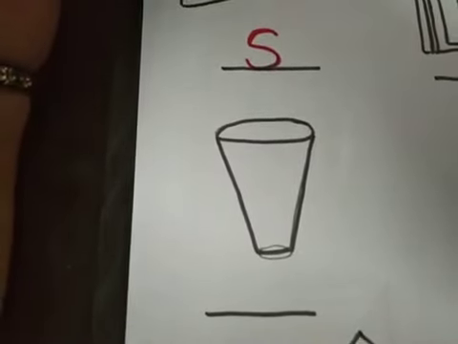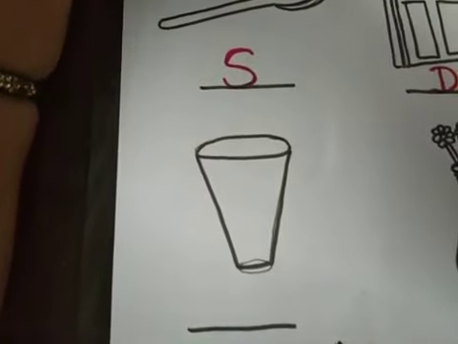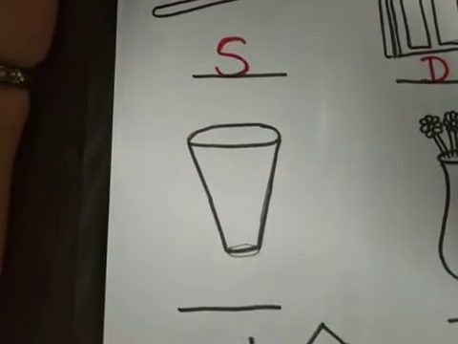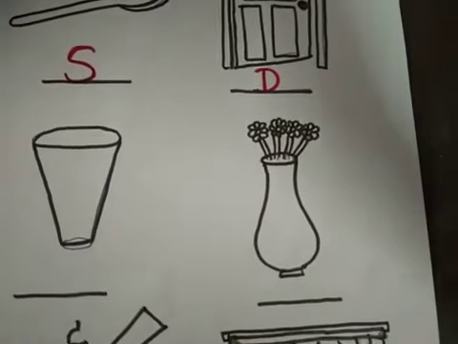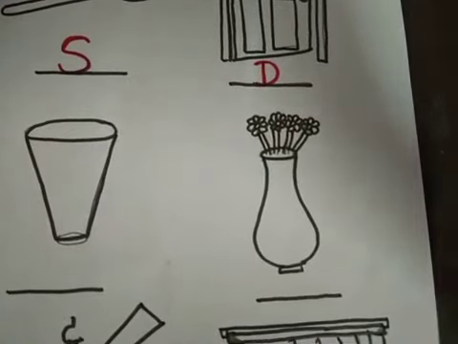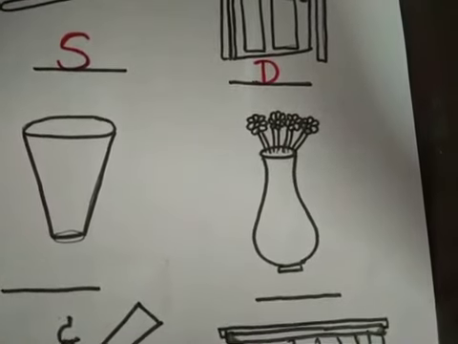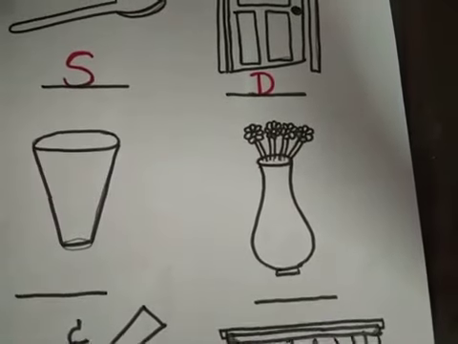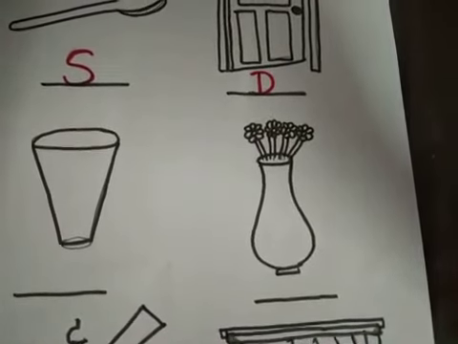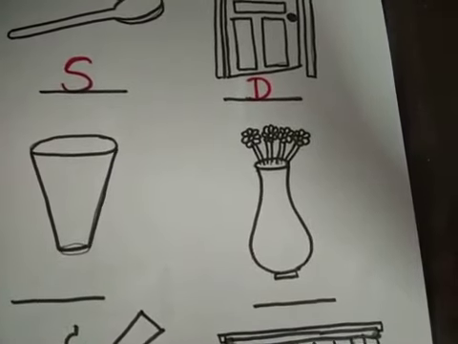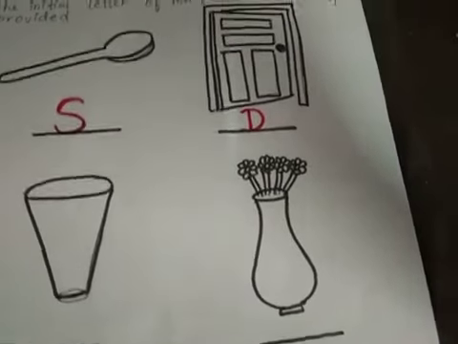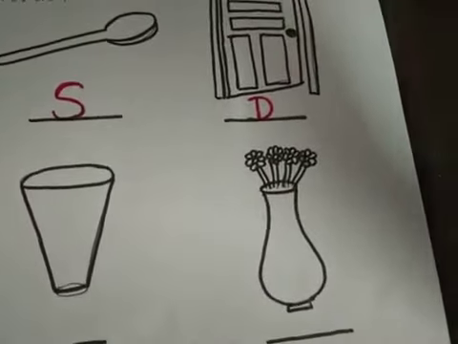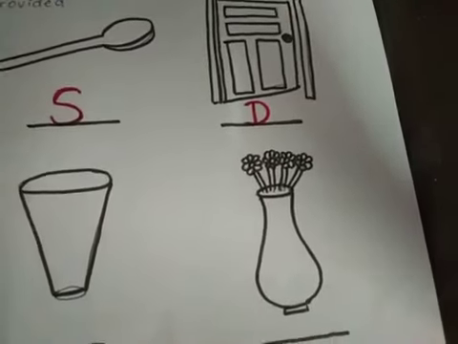Now the third picture, you can recognize it easily. It is a glass. G for glass. Then this is a vase, or you can say flower pot, in which flowers are kept on the table, near the TV, in the drawing room. It is called a vase. V for vase.